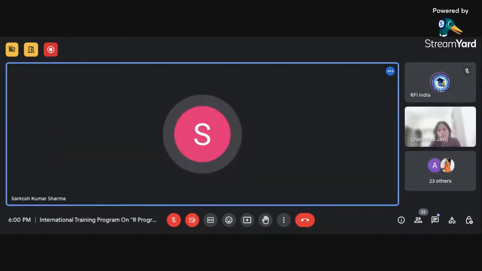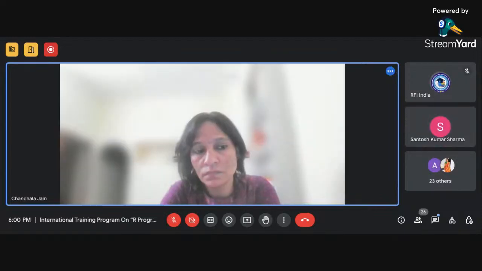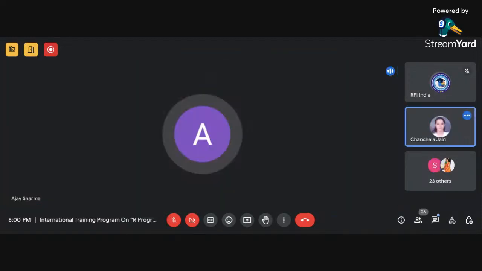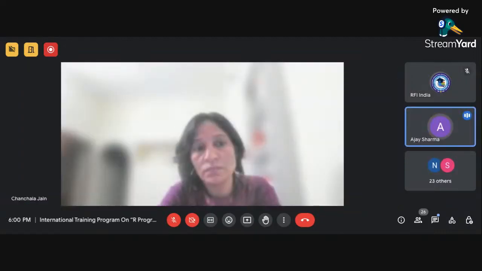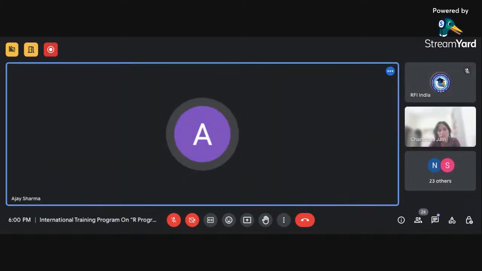Ma'am, the first statement is: there is no significant difference between observed and expected frequency of color. Yes, sir. What does that mean actually? If we have created this vector, what does it mean that there is no significant difference? I don't get that statement actually.